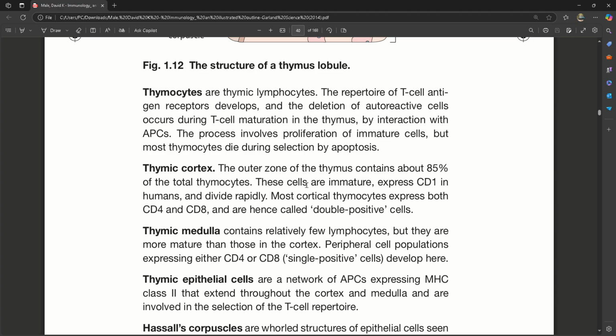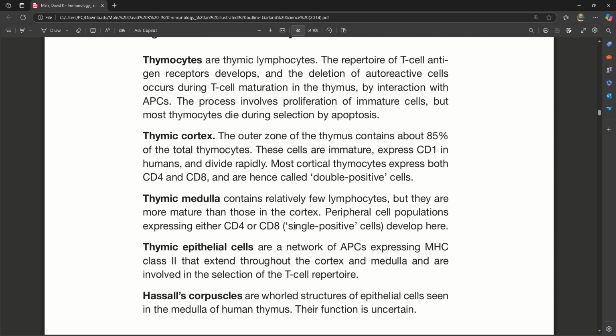Thymic cortex, the outer zone of the thymus, contains about 85% of the total thymocytes. These cells are immature, express CD1 in humans, and divide rapidly. Most cortical thymocytes express both CD4 and CD8 and are hence called double positive cells.